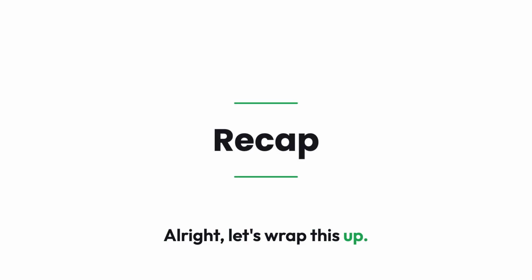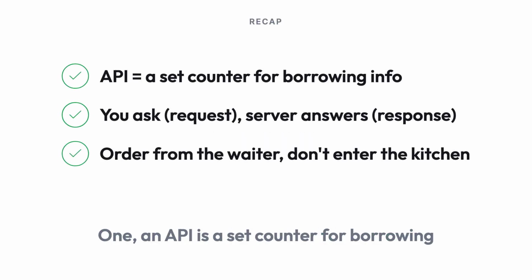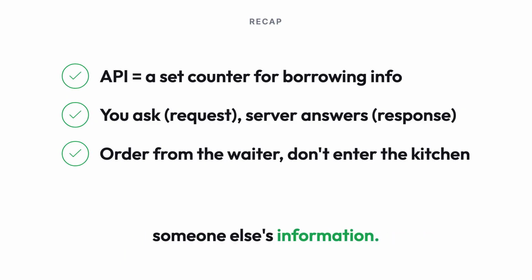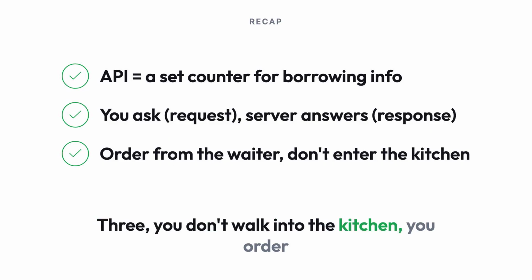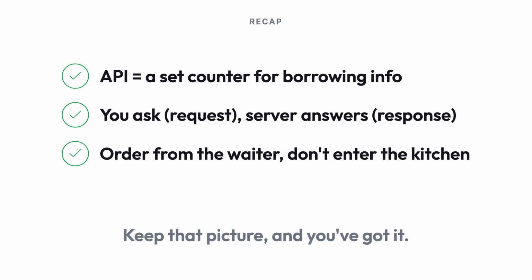All right, let's wrap this up. Just remember 3 things. 1, an API is a set counter for borrowing someone else's information. 2, you ask, the request, and the server answers, the response. That round trip is the whole thing. 3, you don't walk into the kitchen, you order from the waiter. Keep that picture, and you've got it.